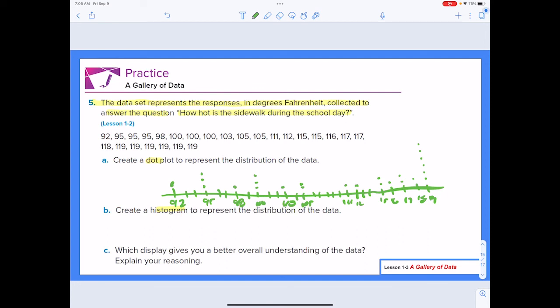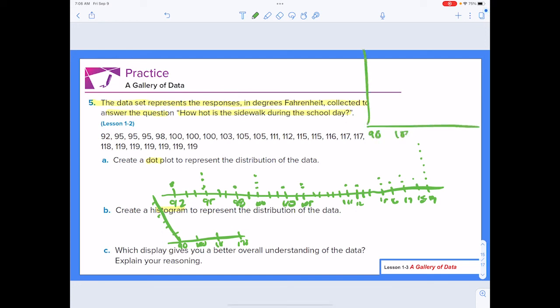If I did a histogram, I probably would go somewhere along the lines of 90 to 100, and then 100 to 110, and 110 to 120, something along those lines. So between 90 and 100, I have 1, 2, 3, 4, 5. So let's just do this over here. It might be a little better.